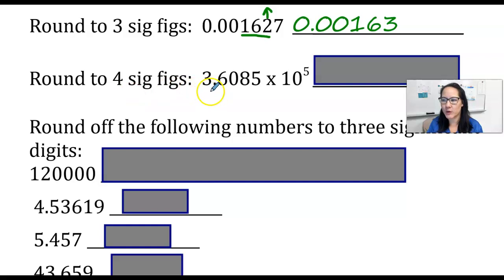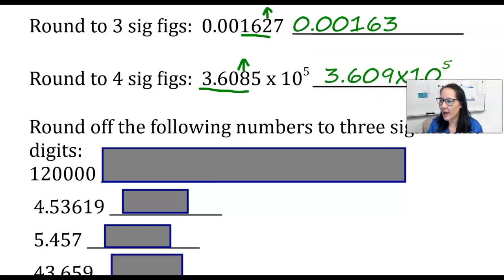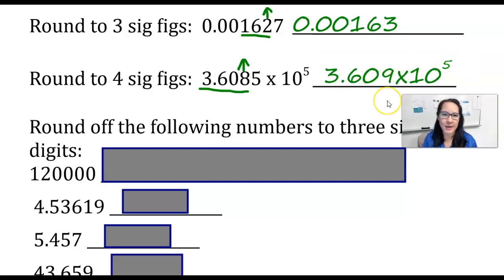Round this number to 4 significant figures. Remember, everything in front of the times 10 is significant, so we just need 1, 2, 3, 4 numbers. Because the 8 is followed by a 5, I'm going to go ahead and round it up, and so that's going to be 3.609 times 10 to the 5. I have to keep the times 10 to the 5 because this number is in scientific notation.